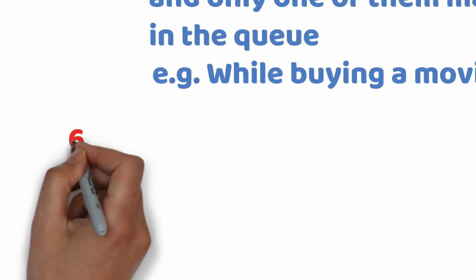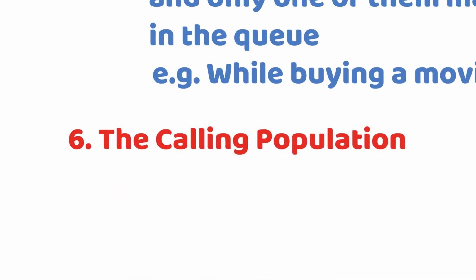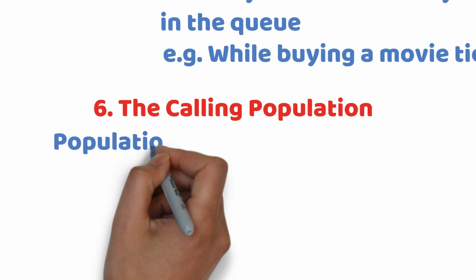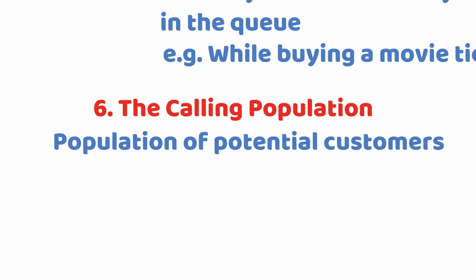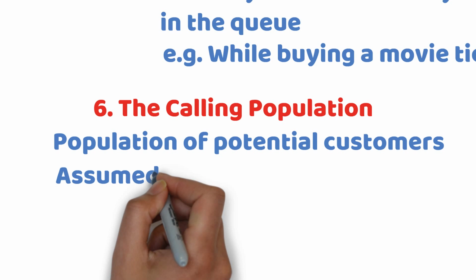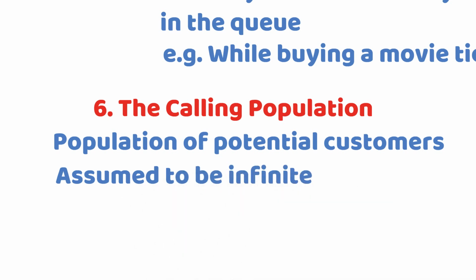Number 6. The calling population. The population of potential customers is referred to as the calling population. It is usually assumed to be infinite, even though the number of potential customers is actually finite.